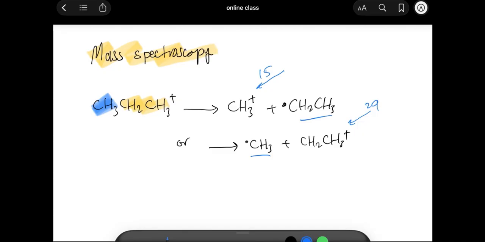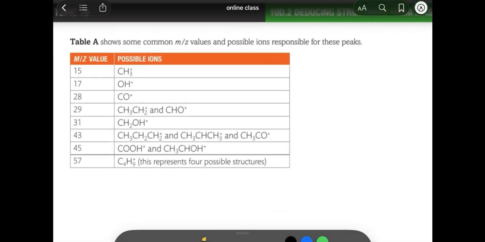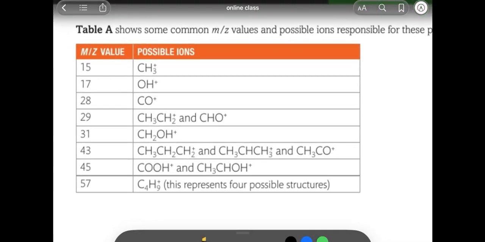So if you are asked in the exam how to write this equation, just keep in mind you have two species. One of these species is a radical, and one of these species is a positively charged species. In order to make life easier, there is a good table to be memorized. I highly recommend you memorize these fragments because it helps you a lot to understand every single thing.